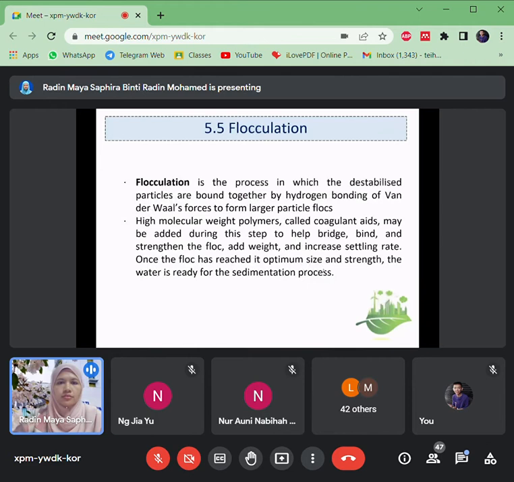Kalau tak ada, saya teruskan untuk flocculation. Saya pun ada explain before about the flocculation. Senang je kalau tengok ni, this is a very long explanation. Actually it is the process of binding the particles. Before this we add the alum, right? We add alum.